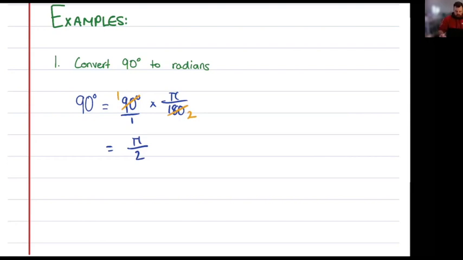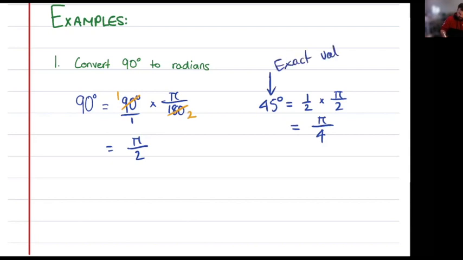Hopefully that's all right. And at the same time then, if 90 degrees is pi on 2, 45 degrees must be half of pi on 2. So 45 degrees is pi on 4, right? That's important because that's one of our exact values. 90 degrees, also handy to remember as well. It's pi on 2, which makes sense because if 90 is half of 180 and 180 is pi, pi needs to be divided by 2 as well.